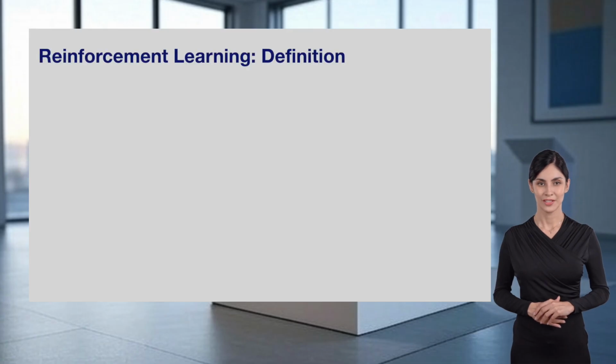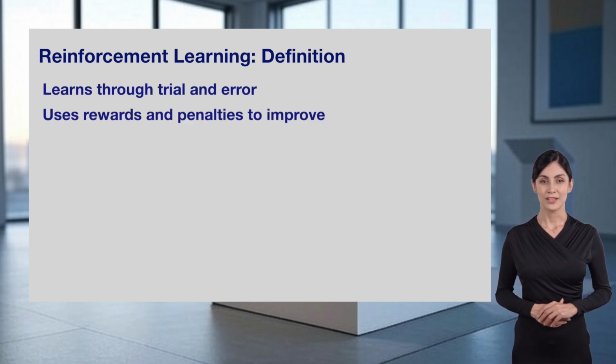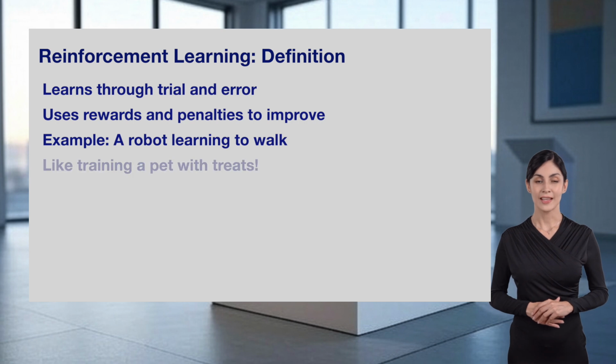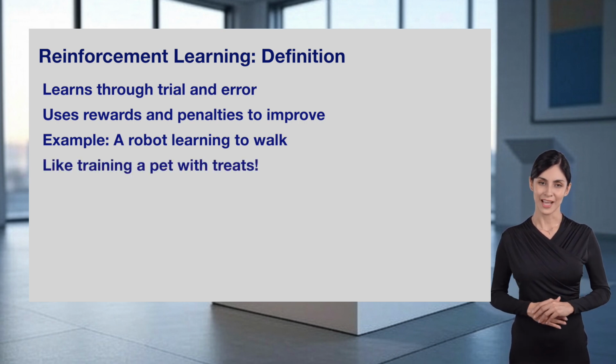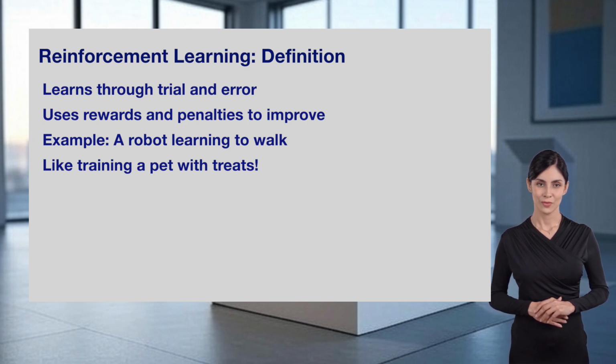The third type is reinforcement learning. This method learns through trial and error, using rewards and penalties to improve. For example, a robot learning to walk might get a reward for taking a step and a penalty for falling. It's like training a pet with treats. The model learns by trying different actions and improving based on feedback. Reinforcement learning is great for tasks that need decision-making.